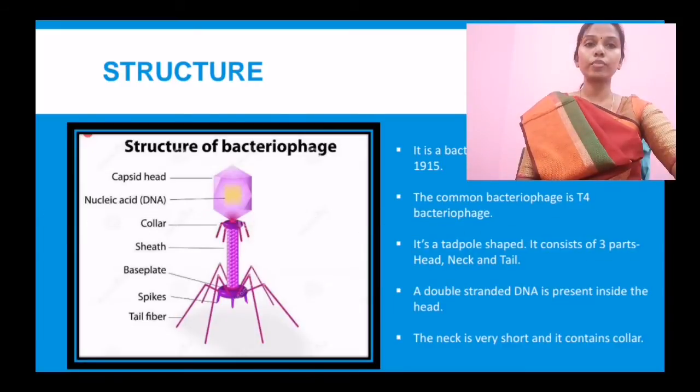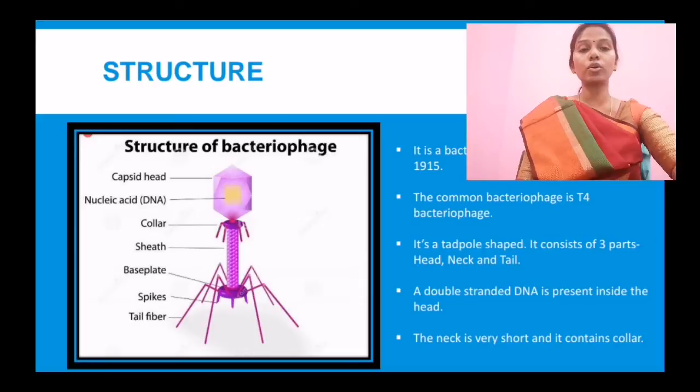Coming to the structure of the bacteriophage, this T4 bacteriophage is tadpole shaped. It consists of three parts: a head, a neck and a tail. The head is polyhedral in shape and covered by a protein coat called capsid. This capsid is made up of 2000 protein subunits called capsomeres. A double-stranded DNA is present inside the head, and the neck is very short.